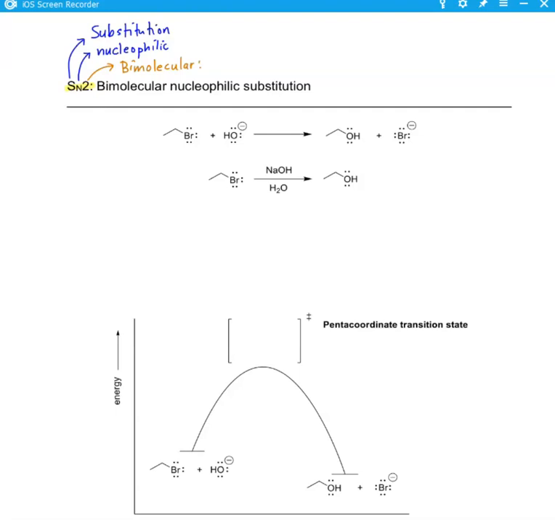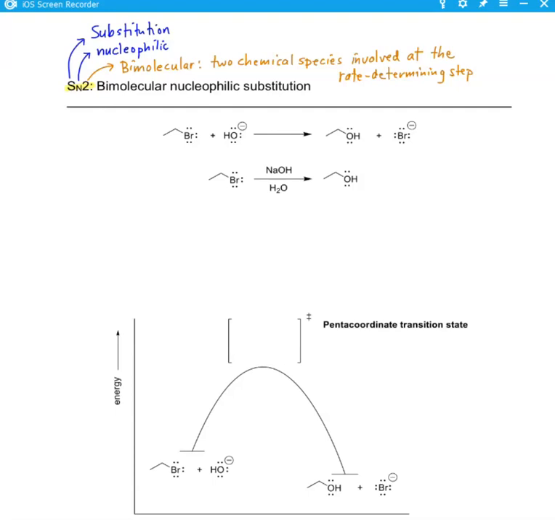Now, this is a term from kinetics, and what it means is that there are two chemical species involved at the rate determining step for the reaction. Okay, so that's a bimolecular reaction. So SN2 is bimolecular nucleophilic substitution. So let's look at the example shown here.